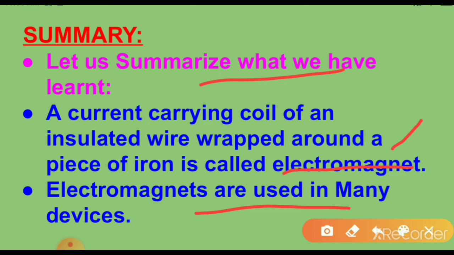What are the 5 effects of electricity? The first one is heating effect, the second one is magnetic effect, the third one is mechanical effect, the fourth one is lighting effect, and the fifth one is chemical effect. These are the 5 effects of electricity. I hope you all have understood these 5 effects of electricity, the working of the electric bell and electromagnet. I hope you all have understood this video.